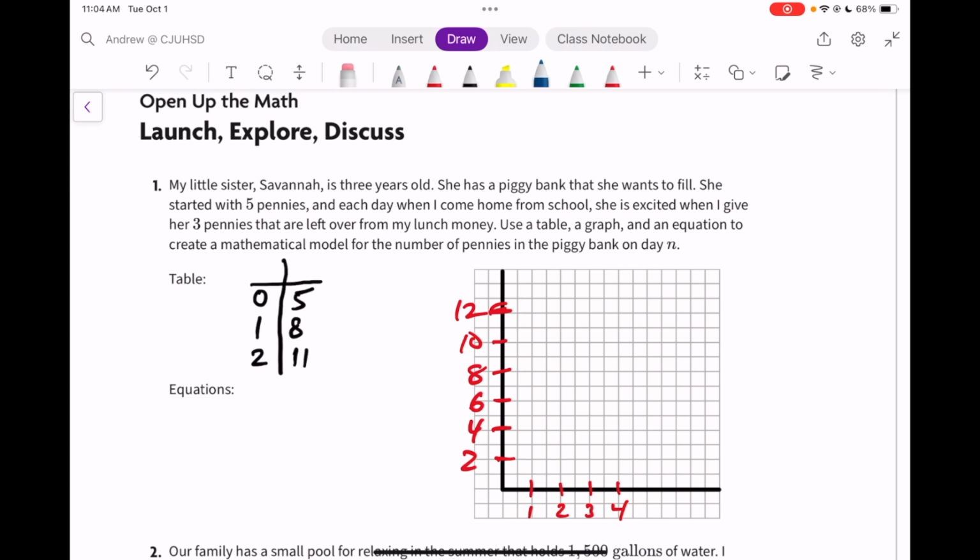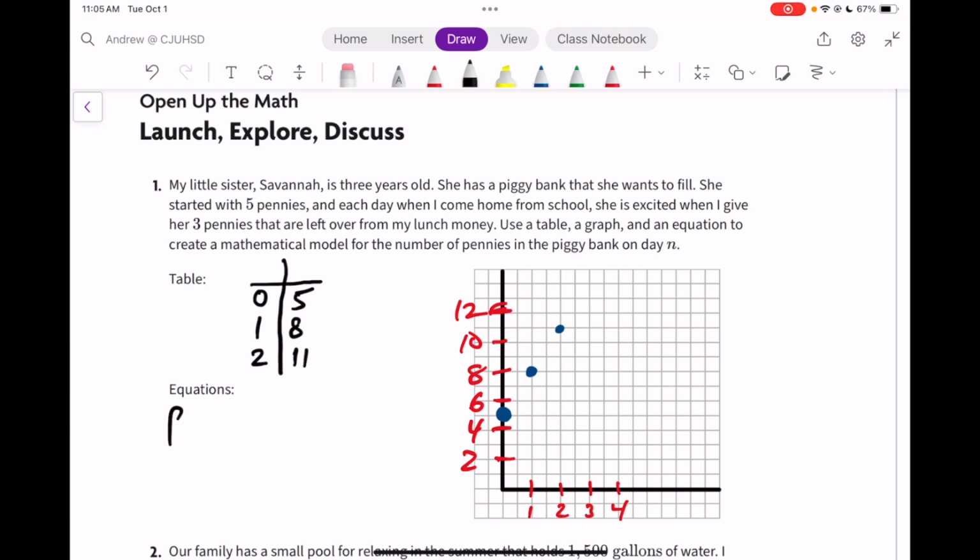And so our first dot is on 0, 5. That's right on the axis. 1, 8. Oops, missed it. And 2, 11. It will form a straight line, as we've said before in our previous unit.